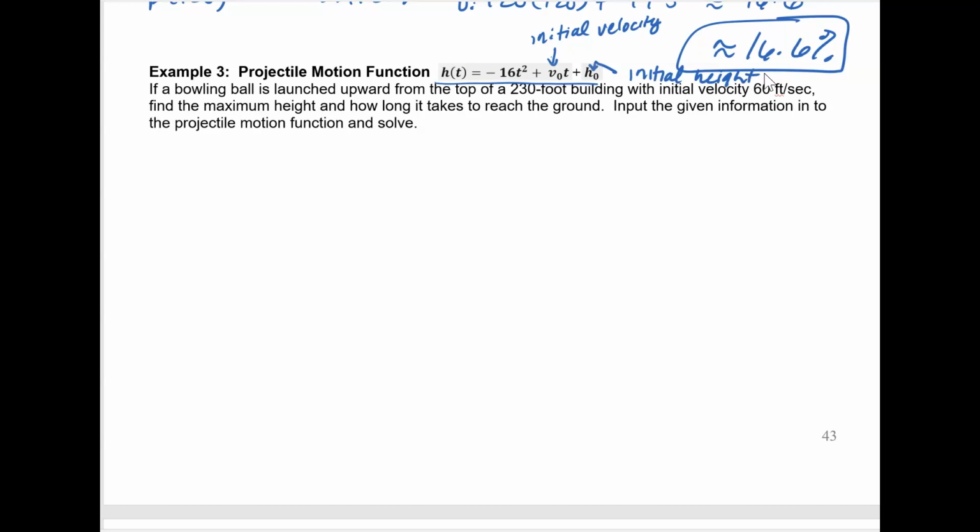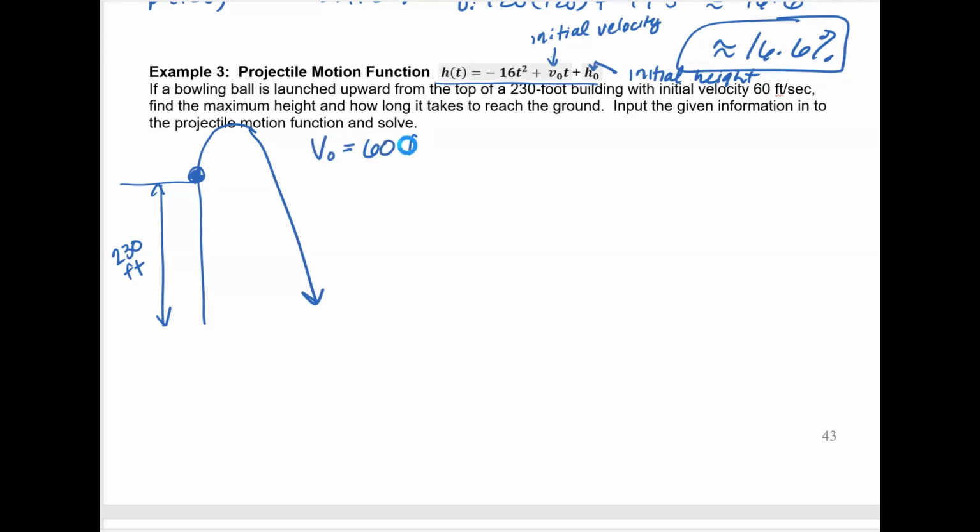So if a bowling ball is launched upward from the top of a 230-foot building, so if you have this building, and this building, we'll say is 230 feet tall, and you've got a bowling ball, it's going to be thrown up. Okay, if it's thrown up, it eventually will come down. So you can see that that curve looks like part of a parabola. It has initial velocity, so I'm going to write v sub 0 is 60 feet per second. Find the maximum height and how long it takes to reach the ground.